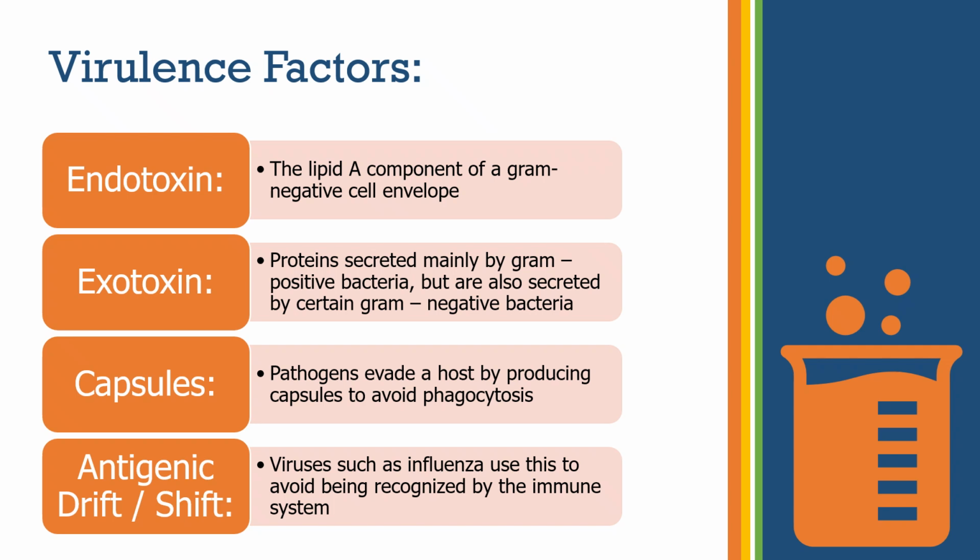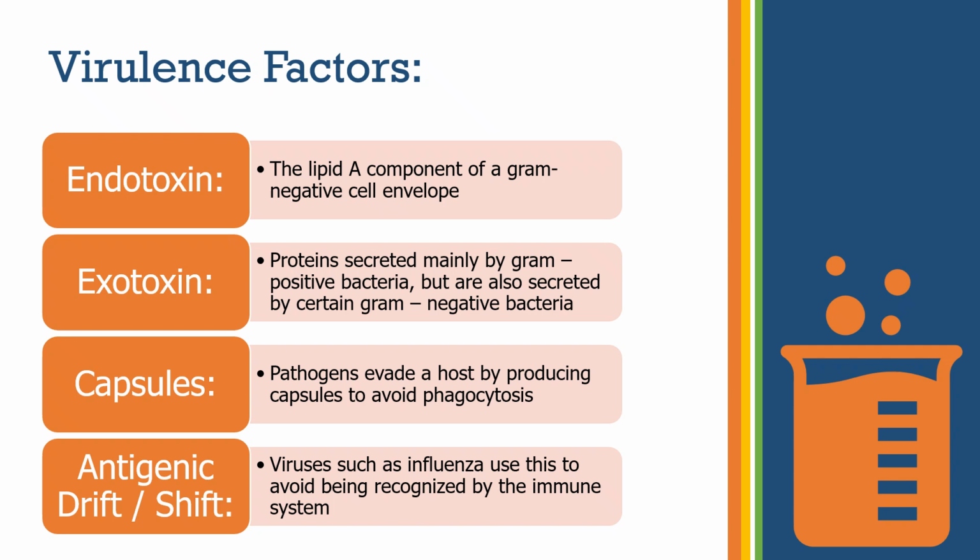Specific virulence factors include an endotoxin. This is the lipid A component of a gram-negative cell envelope. Next, an exotoxin. Proteins secreted mainly by gram-positive bacteria but are also secreted by certain gram-negative bacteria.